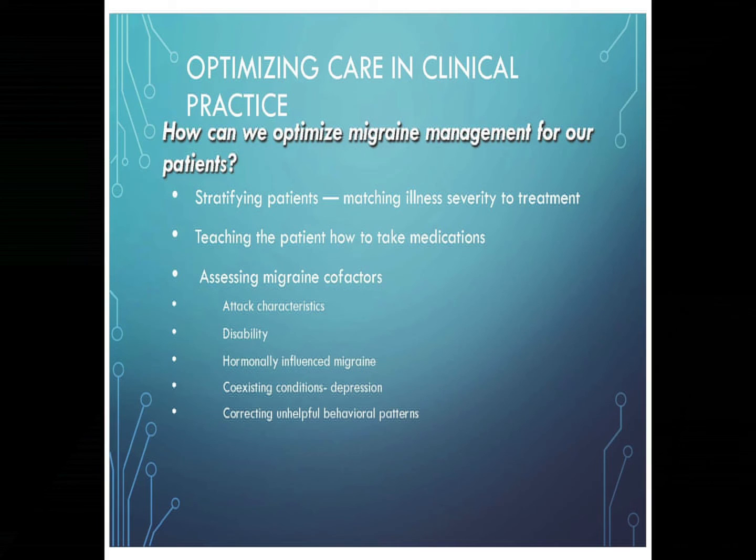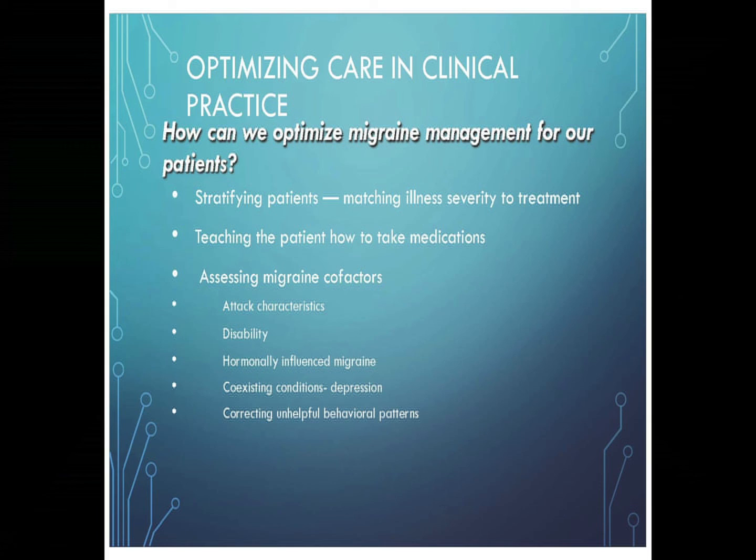So we have to think about attack characteristics, how quickly, what I call rise time, how quickly from the time the headache starts until it's at its worst. If that's 10 minutes, you have to think about what you're going to give the patient because you may need to use different, more rapid acting drugs that get in much more quickly. Is the patient disabled with the attack?